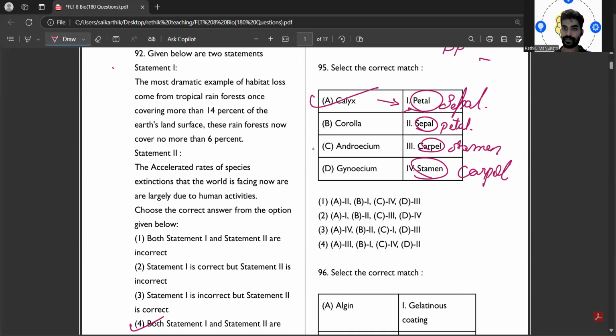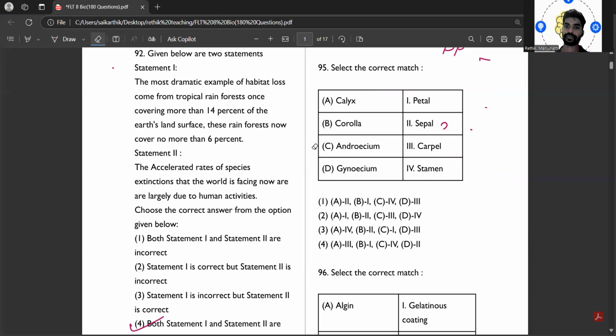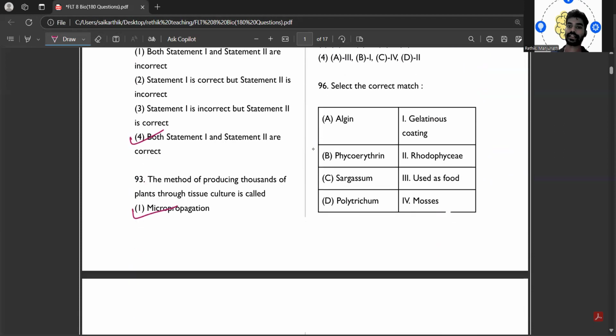Calyx, I just wanted to explain to you. As I told, it belongs to the sepal. Then the corolla belongs to the petal. Then the androecium belongs to the stamen, and gynoecium belongs to the carpel. The first option is correct.